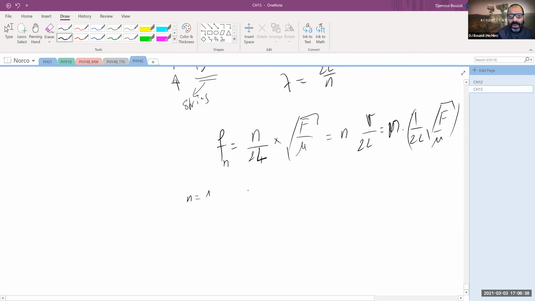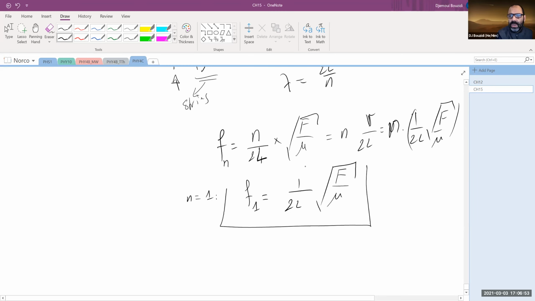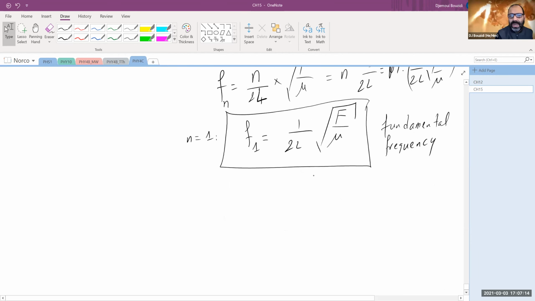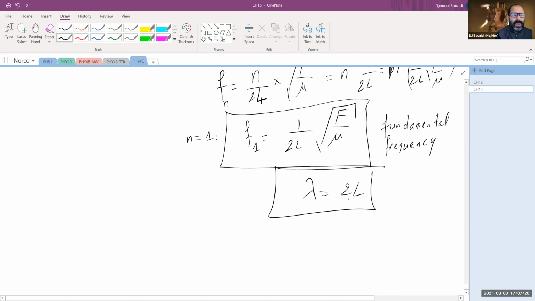For n equals 1, the fundamental frequency, which is f1, it's simply equal to 1 over 2L times the velocity of the wave, which in this case turned out to be just the square root of the tension in the string divided by mu. So this is the fundamental frequency. If you read any problem and they talk about the fundamental frequency, this is what they mean by it, okay? Fundamental means n is equal to 1. If you're curious about the wavelength for this one, of course, it's just twice the length of the string, so lambda is 2L. So this is what's going on for the fundamental frequency.